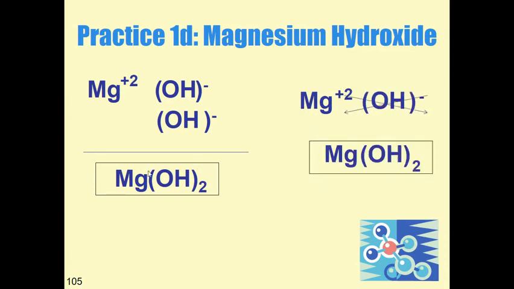Here, it is necessary for you to have that parenthesis for hydroxide because we have 2 of them. If we only had 1, then you don't need it. But if you have 2, it is necessary for you to have it.